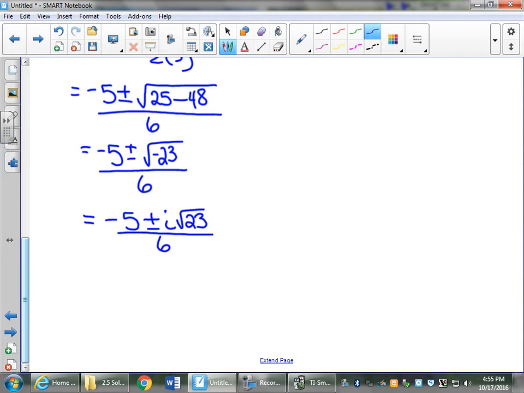You can look to see if each term has something in common. We have a 5, a 6, and technically that would be a 1 in front of the radical 23, and there's nothing that goes into all of those. So those are your answers. We end up with 2 imaginary solutions. One of them would be -5 plus i radical 23 over 6, and the other would be -5 minus i radical 23 over 6.